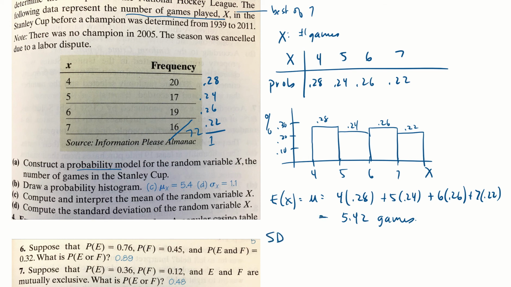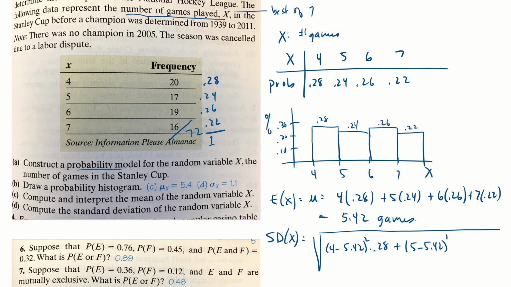And then of course the standard deviation of X is the square root of the average squared difference between my data and the mean. And the way we calculate that is we do 4 minus 5.42 squared times the probability, the weight of it. 5 minus 5.42 squared times the weight of that. Plus 6 minus 5.42 squared times the weight of that. Plus 7 minus 5.42 squared times the weight of that.